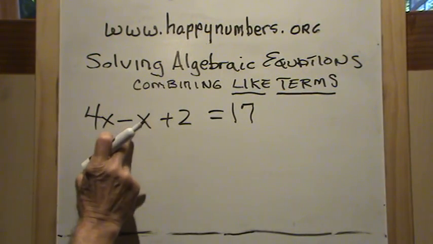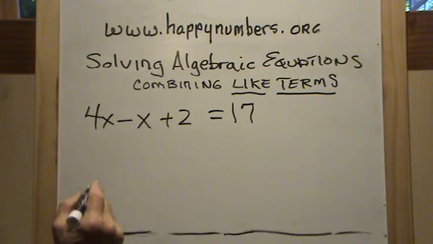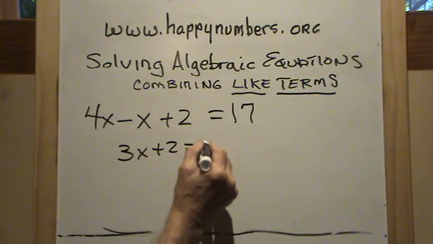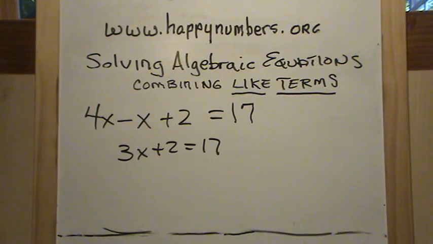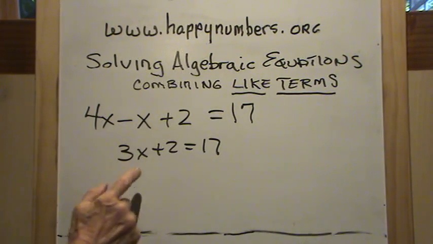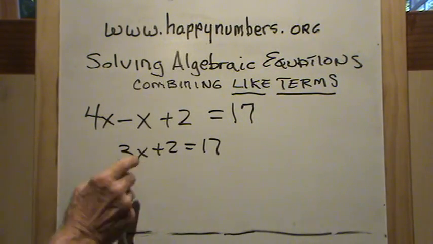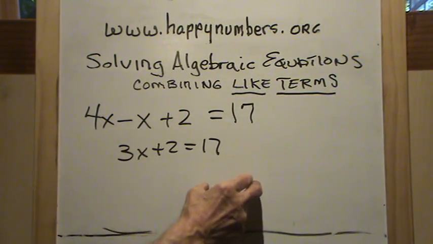Well, 4x minus 1x, this is really 1x. 4x minus 1x is 3x. Plus 2 equals 17. Now, our approach is exactly the same. We have to isolate the unknown or the variable. We have to get the x on this side, and we have to get the numbers on this side.